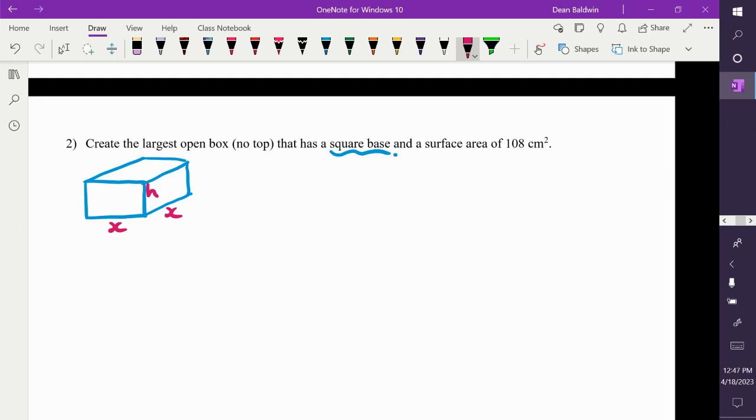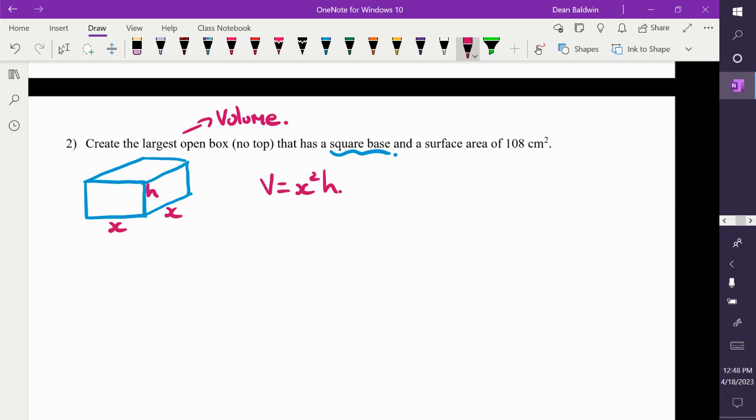We're looking for the largest box, okay? So we're basically talking about volume here. What's the formula for volume? x squared h. Okay, that's what we're trying to maximize, the volume formula. What's the problem with the way it's written right now? An h and an x, two variables.